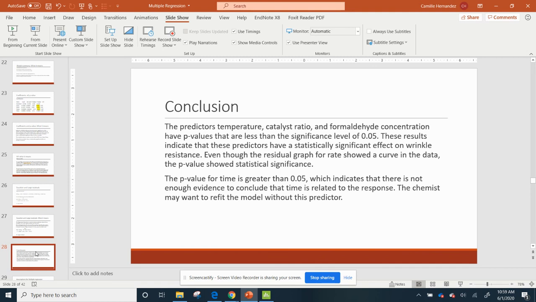Okay. So the conclusion: the predictors temperature, catalyst ratio, and formaldehyde concentration had p-values that were less than the level of significance. The results indicate these predictors have a statistically significant effect on wrinkle resistance. Even though the residual plot for rate showed a curve in the data, the p-value showed statistical significance. Again, I'm using those p-values. To me, those are right now pretty important. The p-value for time is greater than 0.05, which indicates there's not enough evidence to conclude that time is related to the response. The chemist may want to refit the model without this predictor.